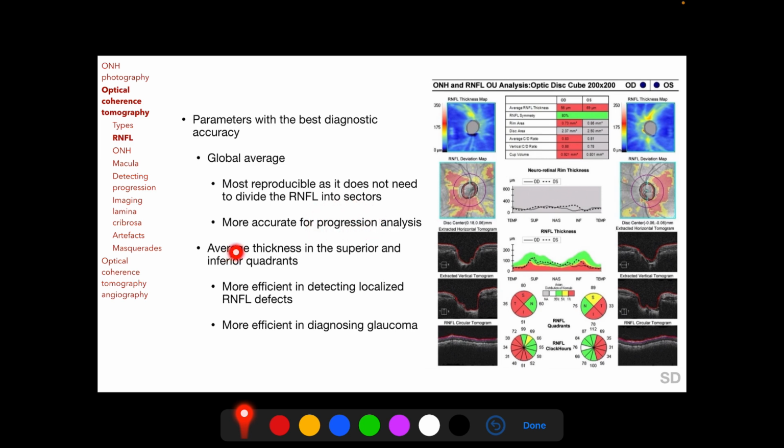Average RNFL thickness in the superior and inferior quadrants, which are shown here in this report, is said to be more efficient in detecting localized RNFL defects and is considered to be more important in diagnosing glaucoma.